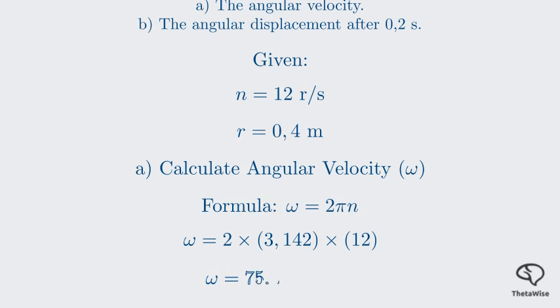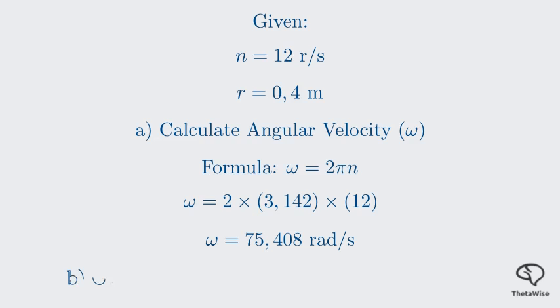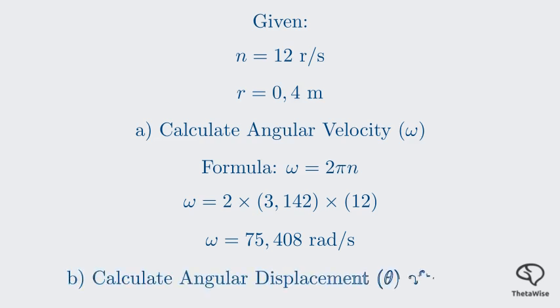The units for angular velocity are radians per second. So, the angular velocity is 75.408 radians per second. This tells us the rate of rotation in standard units. Great, part A is complete. Let's move to part B, finding the angular displacement. We need to calculate theta after a time of 0.2 seconds.